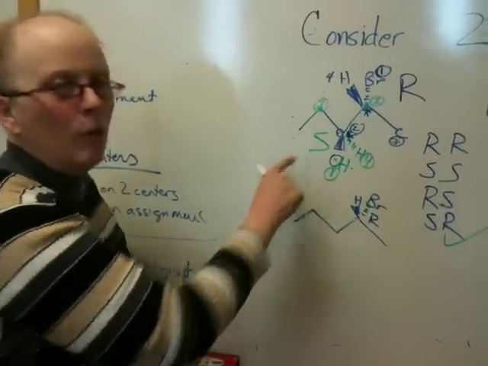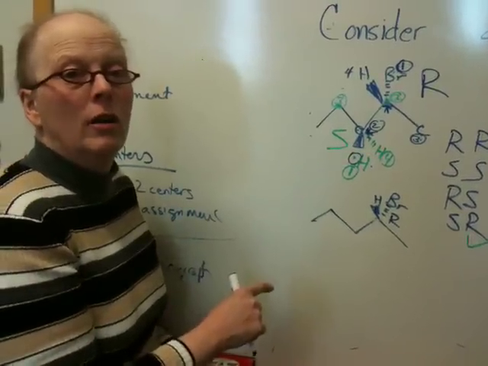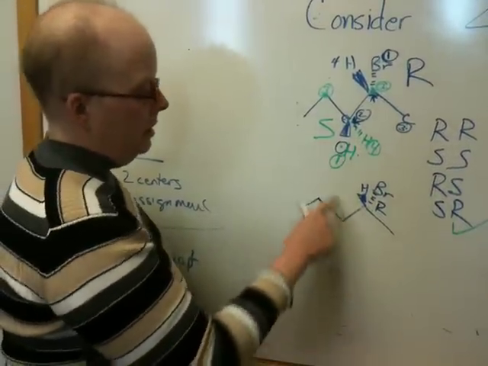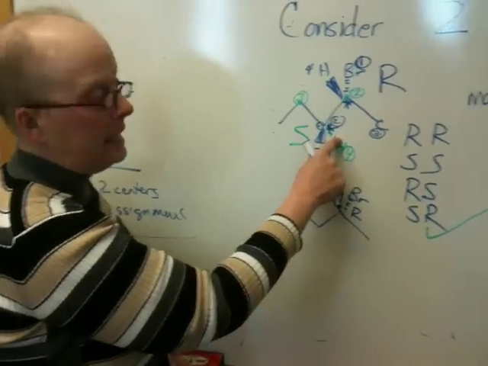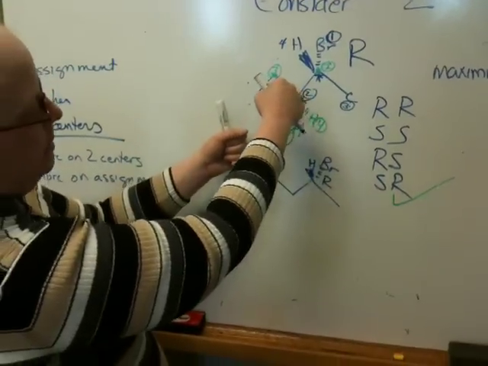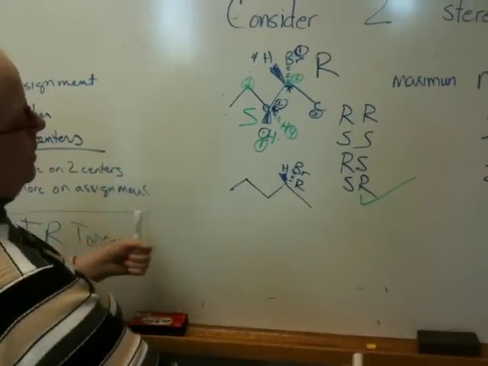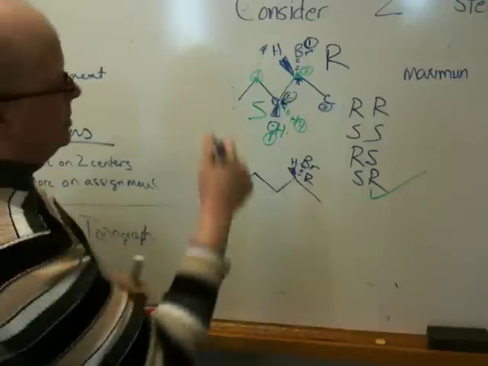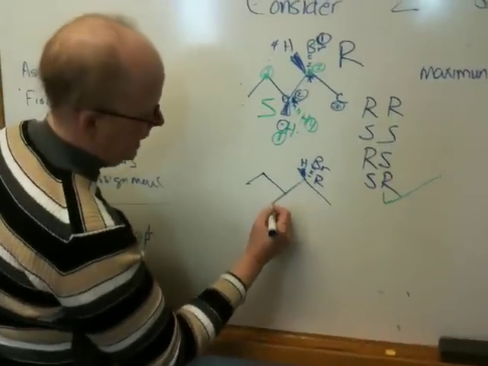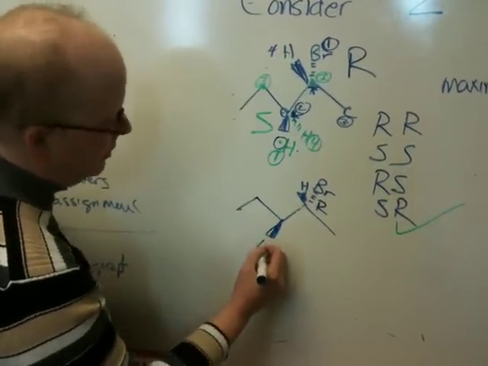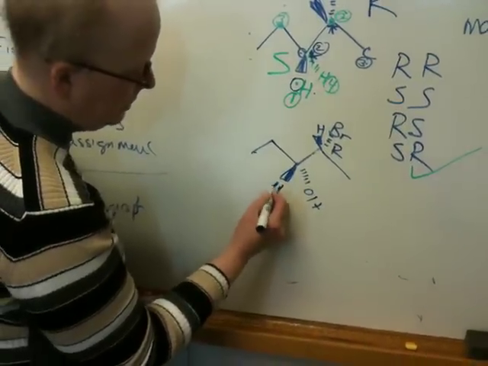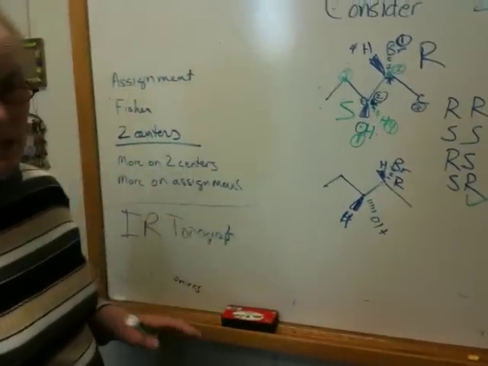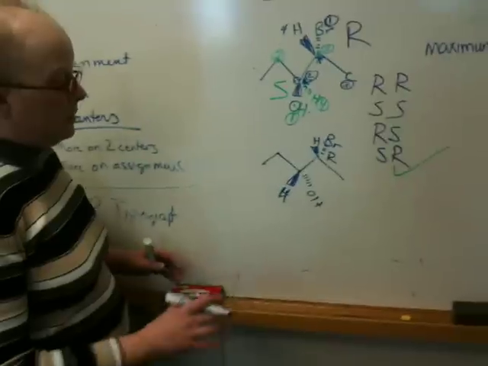But what if I want to make that one the RR? Okay, the RR. Well, I just have to switch 2 groups on the center. The easiest way to do this is to pull the H out, pull the OH out, and switch their positions. So I'm going to put the H out here, and I'm going to put the OH down here. Now, in the beginning, people are just not believers in this. They don't believe it really works. But it does really work.